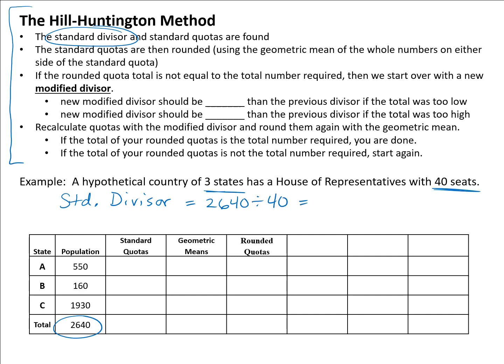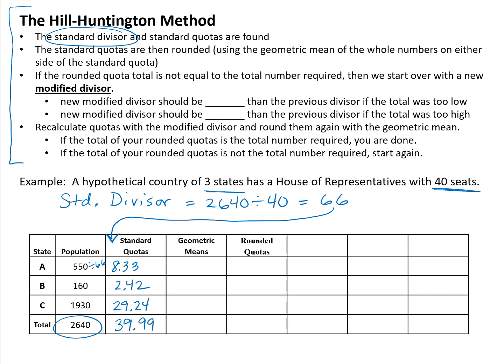So 2640 divided by 40 gives me 66. I'm going to take 66 and use that standard divisor to calculate my standard quotas. We're going to divide every population of the individual states by 66. So I get 8.33, I get 2.42. For state B, 160 divided by 66 is 2.42. State C, 1930 divided by 66 is 29.24. Adding that up, just to make sure we haven't made a calculation mistake, I'm at 39.99.